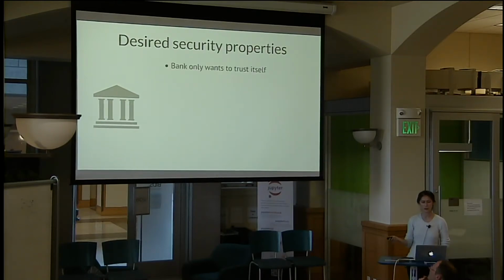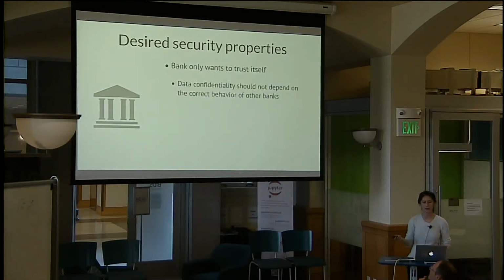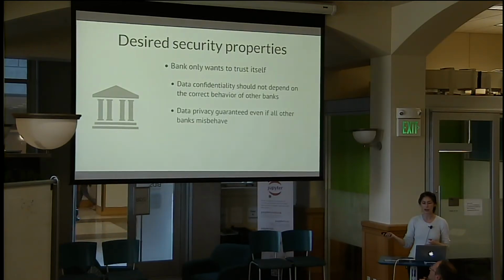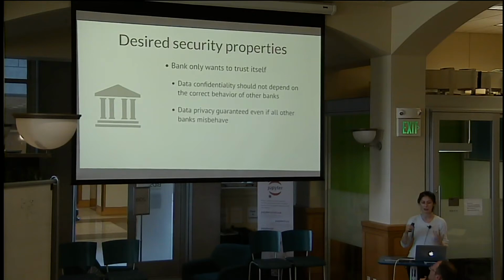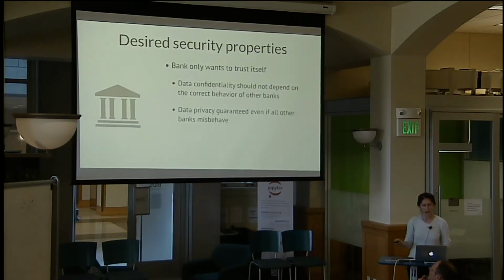So from a bank's perspective, what does a bank want, right? The bank wants to trust itself, right? It wants to make sure that its data confidentiality should not depend on the correct behavior of other banks, so that if other banks misbehave, then the data privacy of our bank is still guaranteed, right?